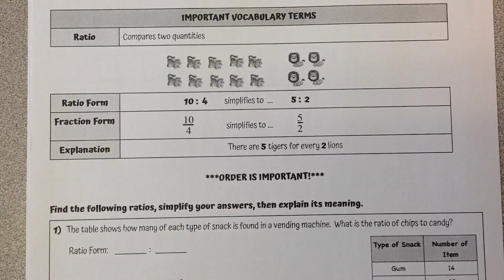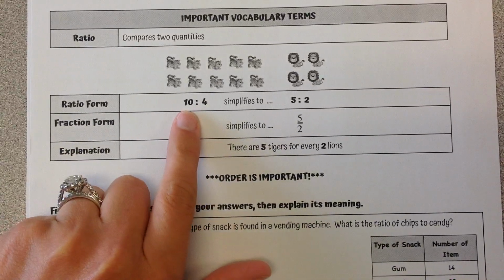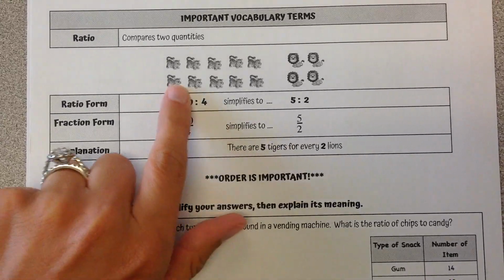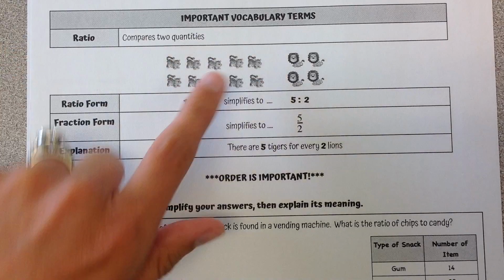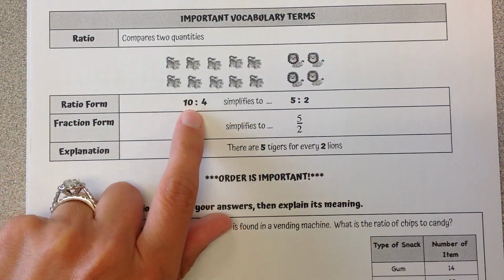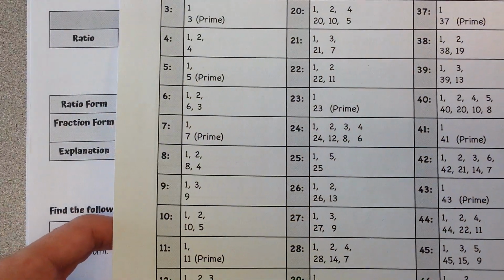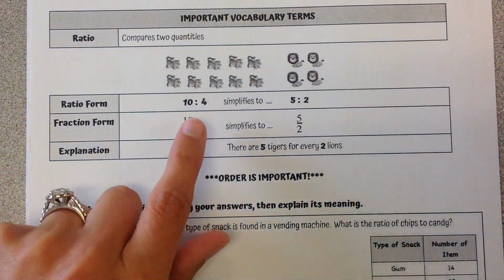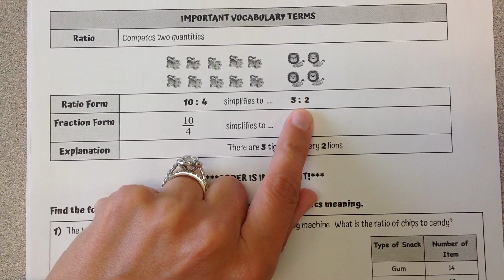And then we have different forms that we write them in. The two forms we're going to look at are ratio and fraction. Ratio form is when you use the colon, 10 to 4. Here we're still looking at this example. There were 10 tigers to 4 lions, so 10 to 4 with that colon. And then we always simplify. We'd be using our factor chart to realize that 10 and 4 divide by 2 and give you the simplified ratio of 5 to 2.